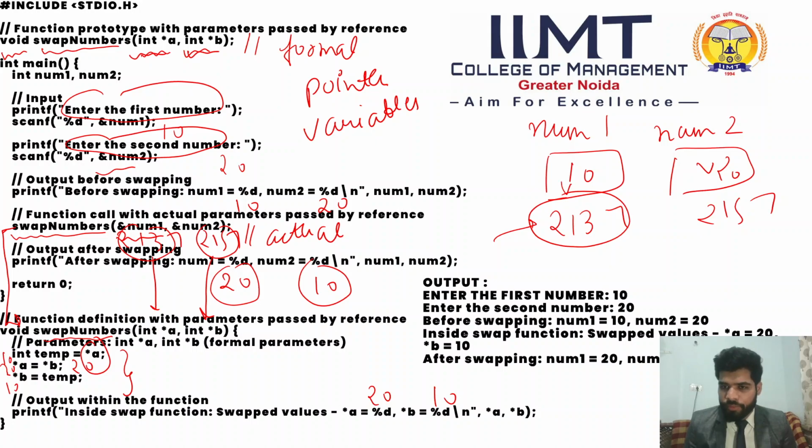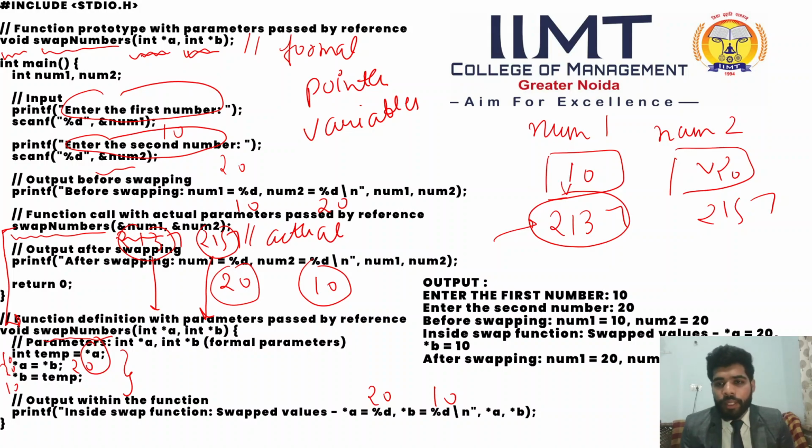After that, we have called the function. So inside the swap function, the result is a is 20, b is 10. These are the swapped values. After swapping, in the main function, num1 equal to 20 and num2 equal to 10. So in both the main function and the swapping function, the answer is printed after the swapping of the values. So we see here that the original values are changed because they are changed at the original memory location.